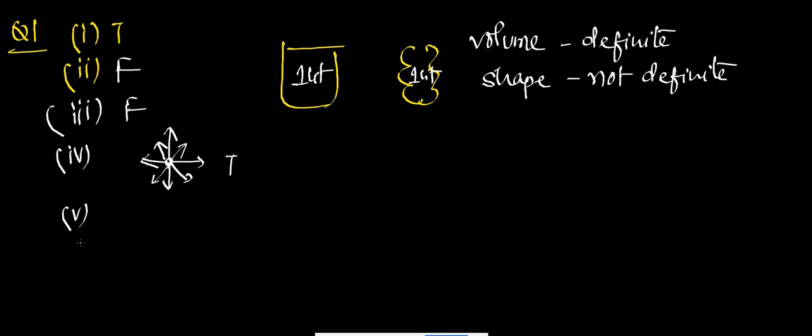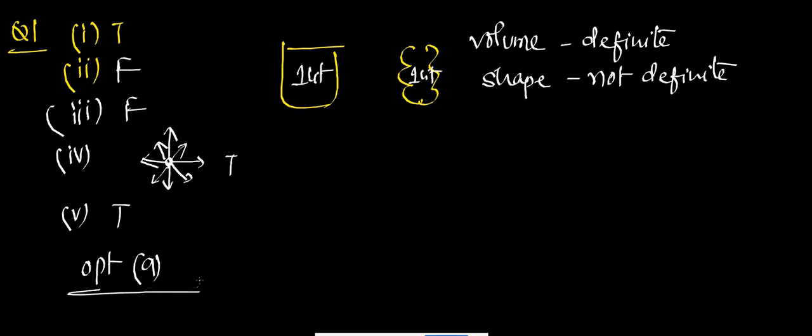Okay. Now, they take the shape of the container. True or false? True. One, four, five. It is given in option A. So option A is the answer for the first question. Okay. Now see the next question.